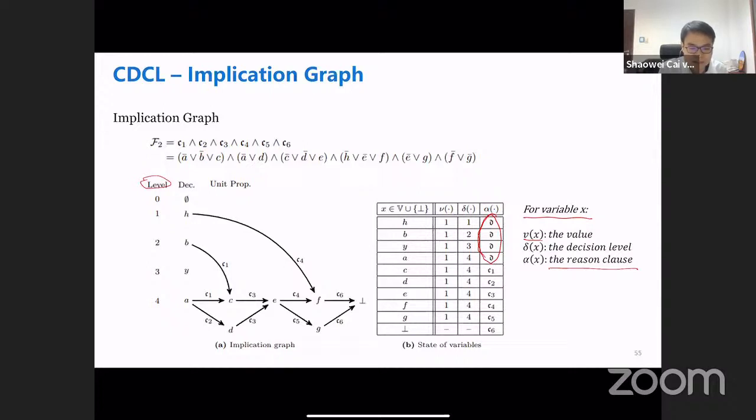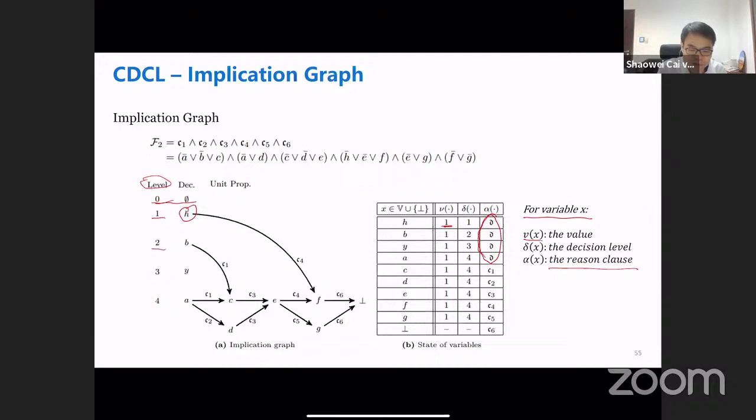In this, we run a small example. In this formula, we have 6 clauses here. In the beginning, at level 0, we check: is there any unit clause? No, then nothing happens at level 0. And then we go to level 1, we pick a variable, say H, and assign its value to 1. Then what happens? We check and did not find any unit clause after this operation. So we do not have a unit propagation after this decision.